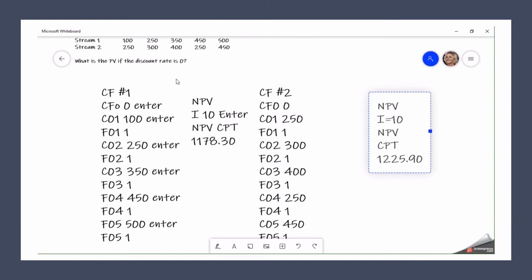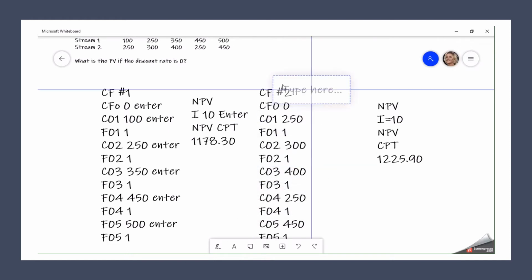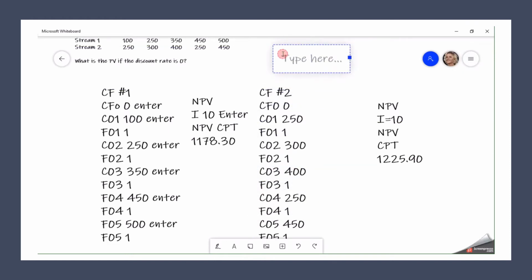When you do it at 0, so if I go back to answer that, at 0%, it's just adding those cash flows. So 100 plus 250 plus 350 plus 450 plus 500 gives us 1650. And then 250 plus 300.